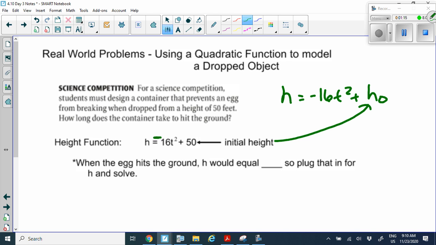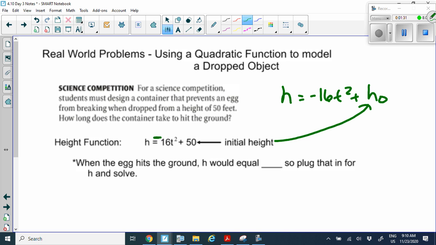But when we are having this function, you will always have h equals and then that negative 16t squared. So that's always a given, and then you just have to determine what's your initial height that you're dropping the object from.